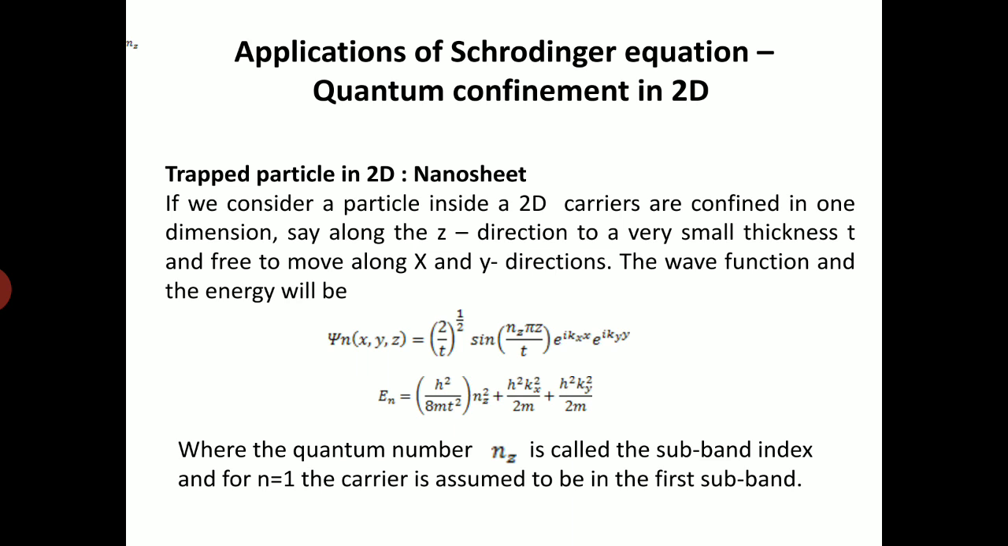where the value of n_z is called subband index, and for n equal to 1, the carrier is assumed to be in the first subband.